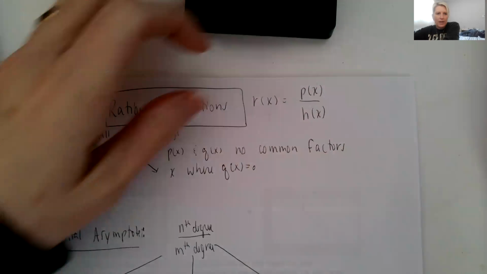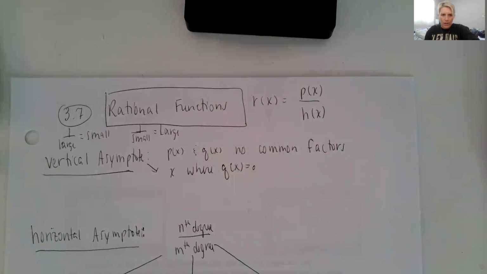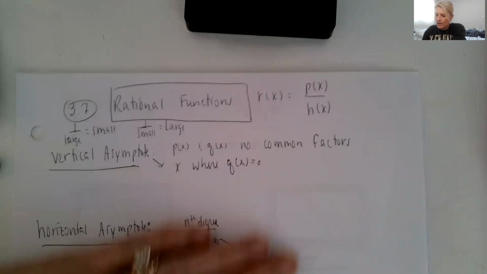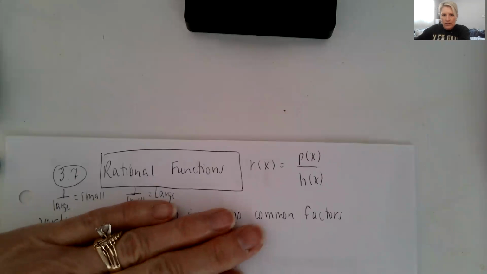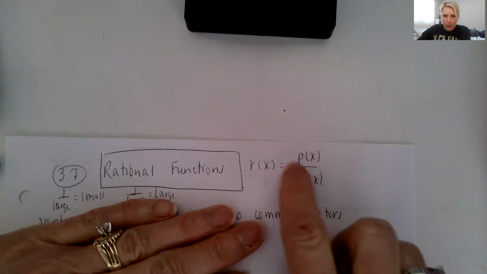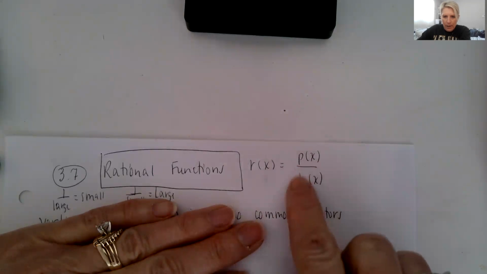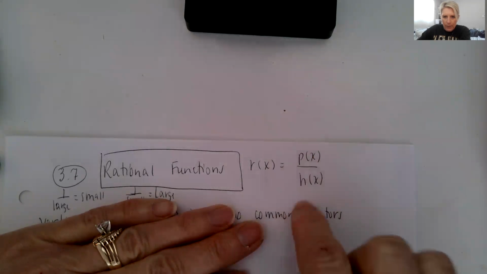Sorry to overwhelm you, but here we're going to learn about rational functions. Rational functions are functions where you have a polynomial in the numerator and a polynomial in the denominator, and we're going to call them P and Q.